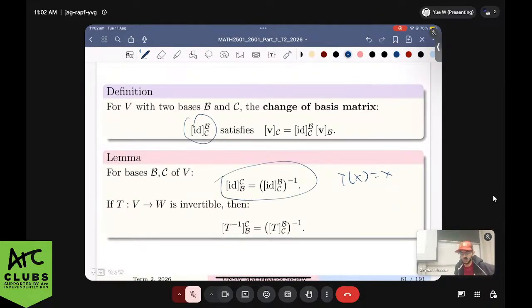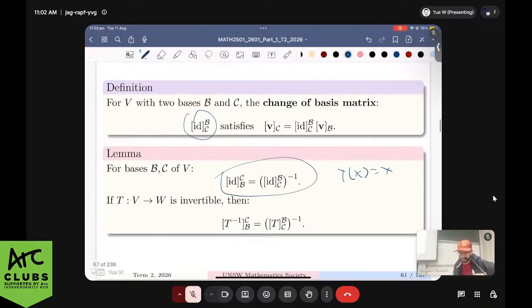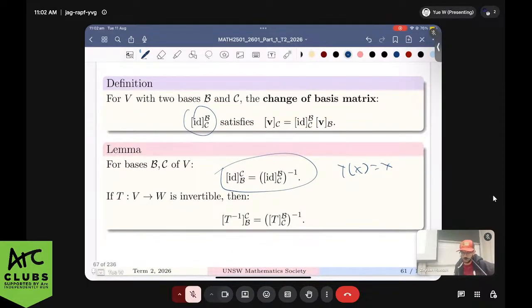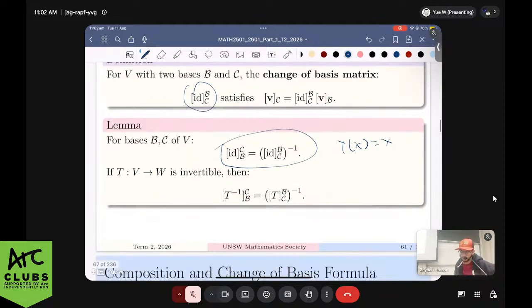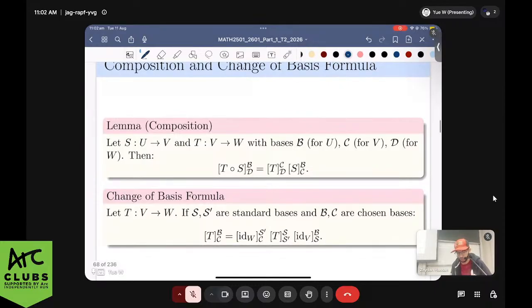The identity map where the domain basis is C and the codomain basis is B is the inverse of this. And if T is invertible, the inverse is just the inverse of this matrix. You have to make sure to switch the domain and codomain. But yeah, this is the main formula. This is pretty useful to know.